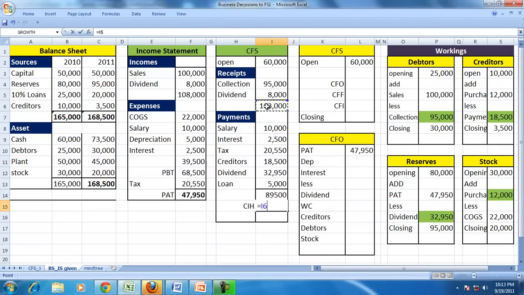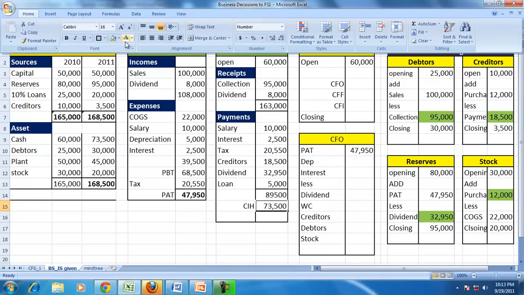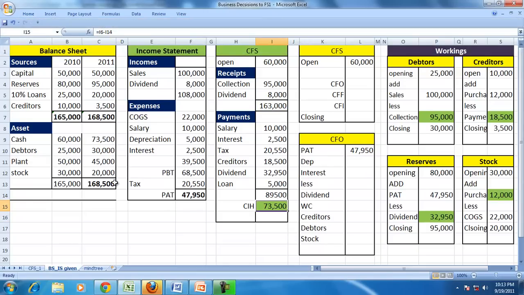So cash in hand 163,000 minus 89,000 is 73,500. We can say this is the right answer because the cash in hand in the balance sheet is also 73,000. So observe, if these are not the same, then the cash flow statement prepared has some errors. So you have to reconcile these two.